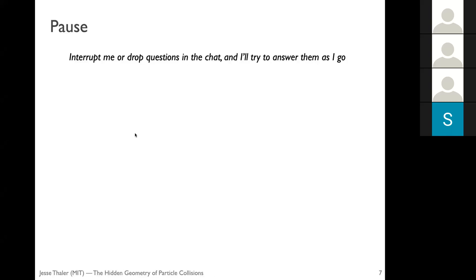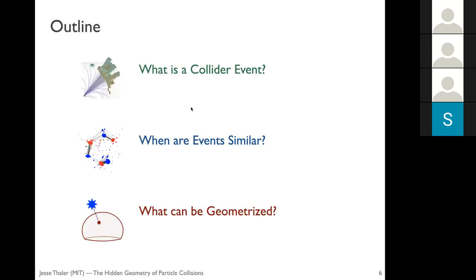Okay, so what I want to do in this talk is start very basic, just answer the question, what is a collider event, and introduce you to the language that I'll be using in this talk. And then ask a question about when are events similar. And this notion of similarity will allow us to define this emergent geometry that I pointed to. And then we're going to spend the bulk of the talk talking about what are the types of things that can be geometrized, what concepts from quantum field theory and collider physics have a geometric interpretation.